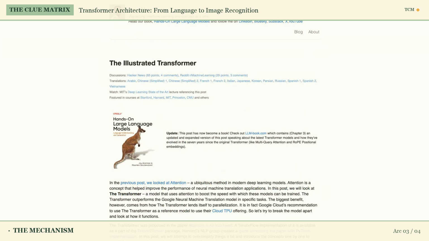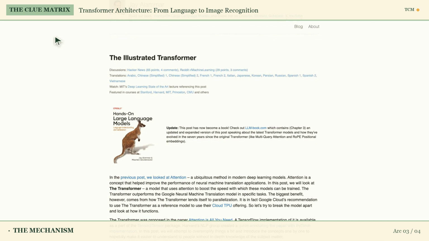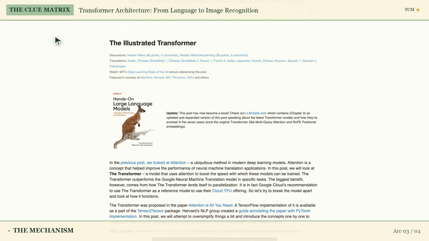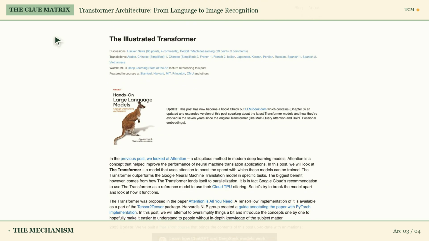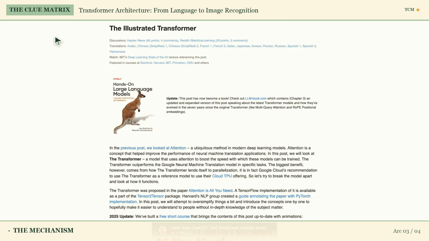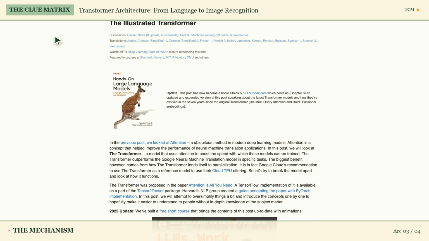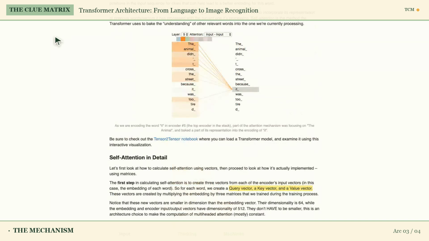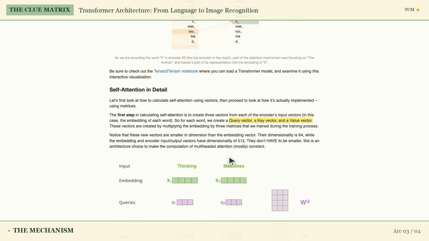Let's break down this self-attention calculation. It starts with word embeddings, which are vectors representing each word. From these, we create three crucial vectors. We've seen embeddings before, so each word enters as a numerical representation. What are these three vectors? For each word, we create a query vector, a key vector, and a value vector. These are derived by multiplying the word's embedding by three learned weight matrices.